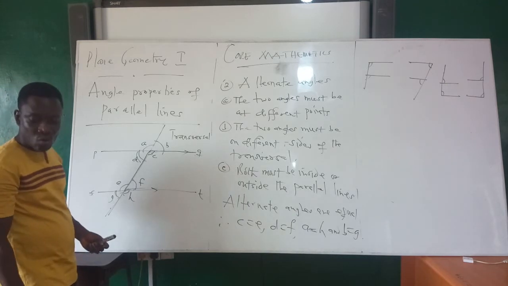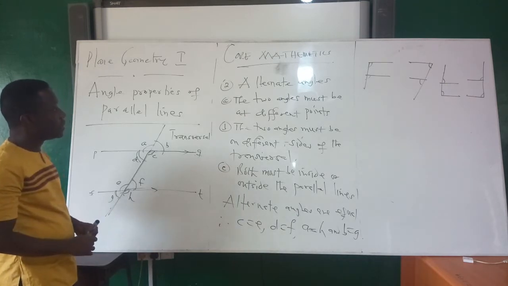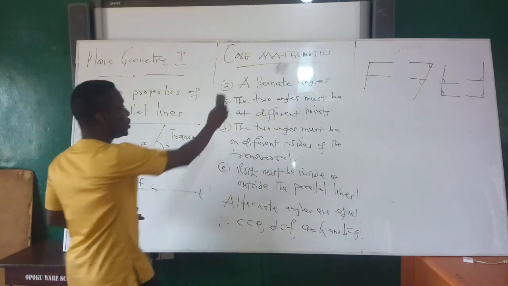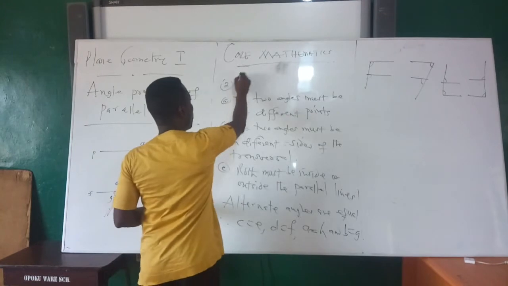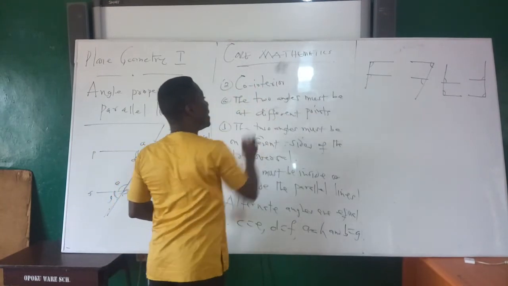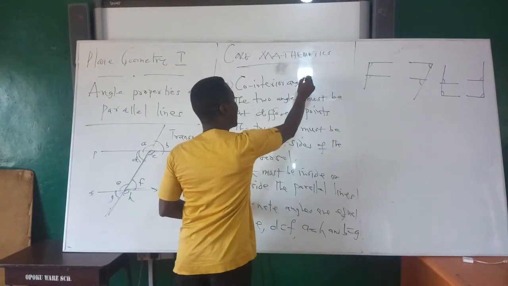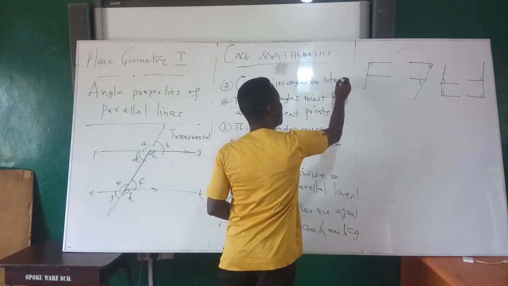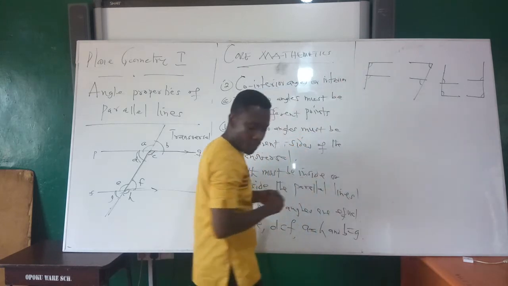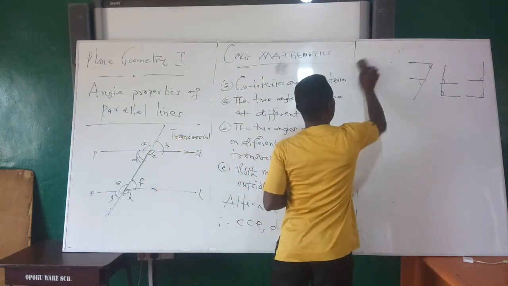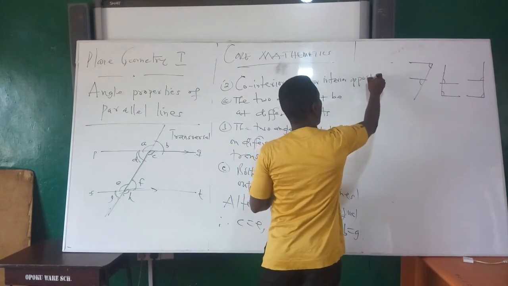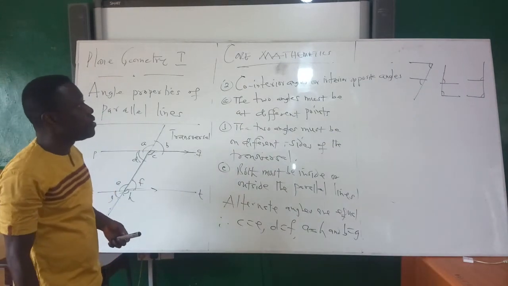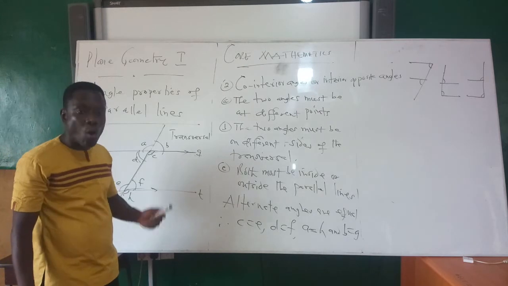Now, finally, I want to look at the last property under this particular topic. I said there are 3 of them: corresponding, alternate, and then the last one, which we call co-interior angles, or some books refer to it as interior opposite angles. So it's either called co-interior angles or interior opposite angles.